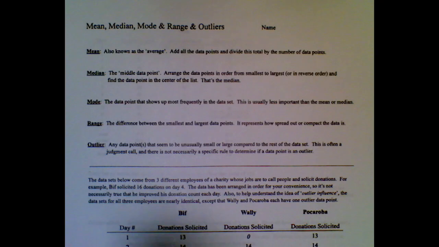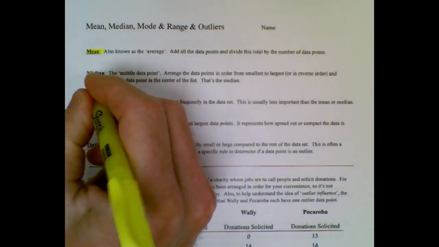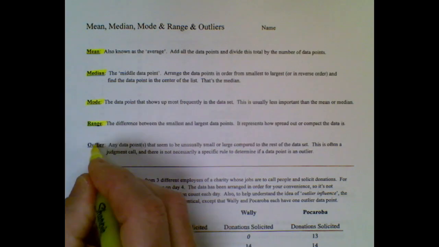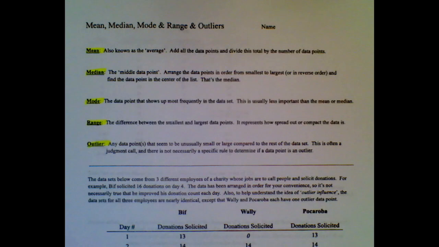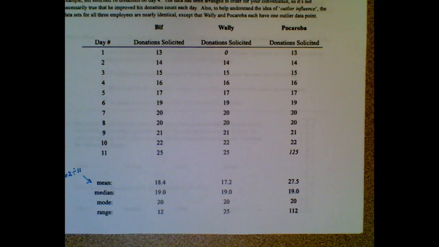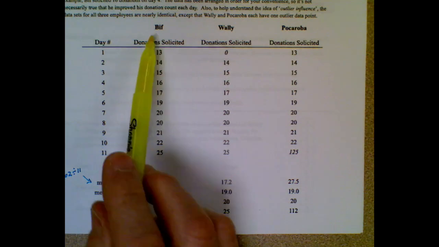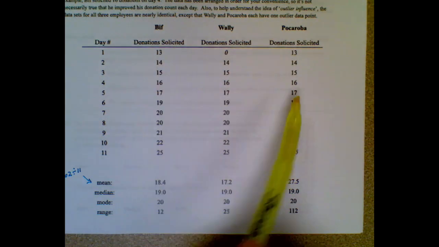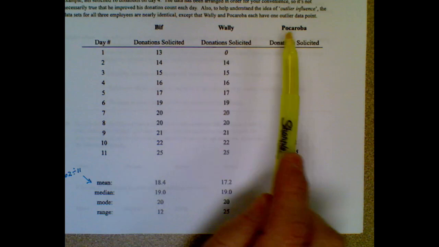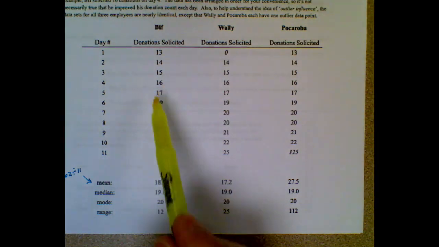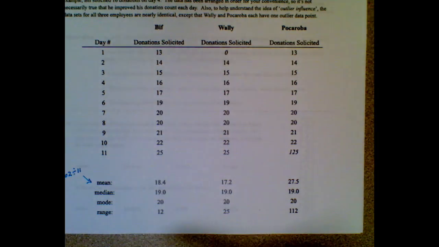We're going to take a quick look to see if you remember from your previous education the mean, median, mode, range, and outliers from a list of data. So I have here a list of 3 different people's data. All 3 of these people are working the phones and they're soliciting donations for a charity.